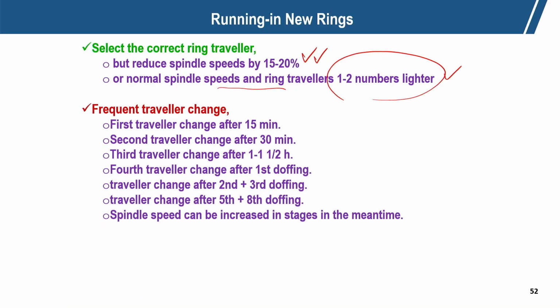Frequent traveler changes are made, first within 15 minutes, then 30 minutes. So, there are sequences, done initially just to allow the fiber lubricating film generation on the ring surface. This is called the running-in time. After it generates, after repeated traveler changes, finally the spindle speed can be increased in stages up to the normal, maximum spindle speed we can run.